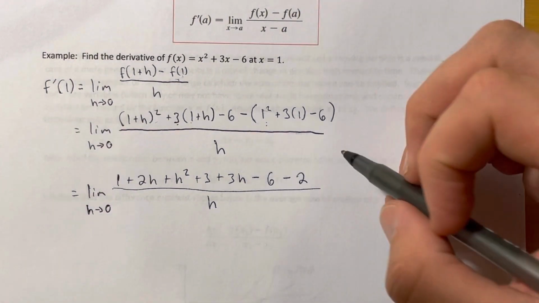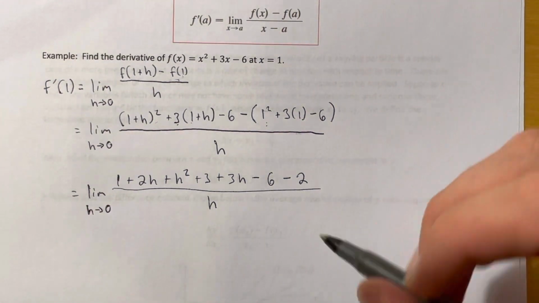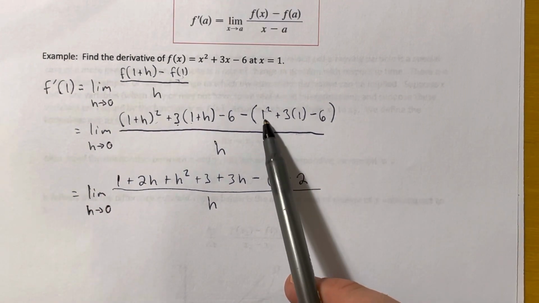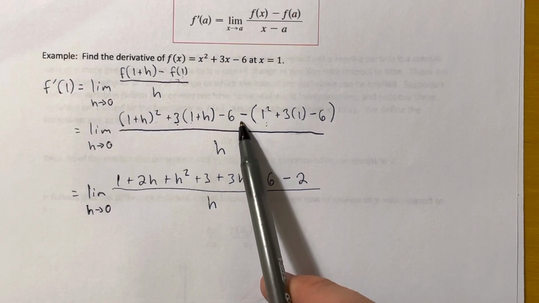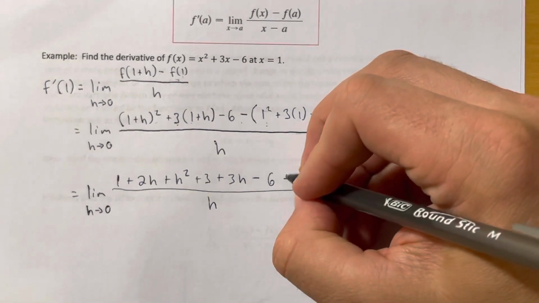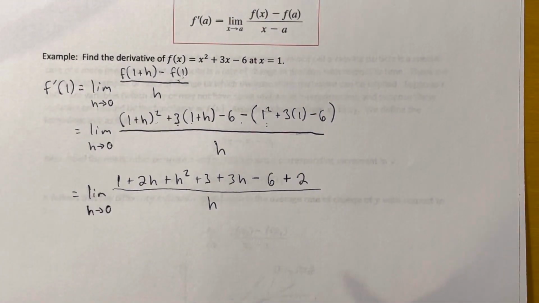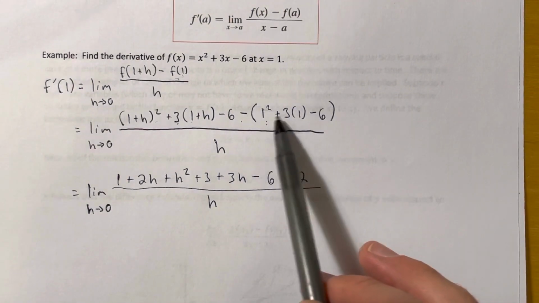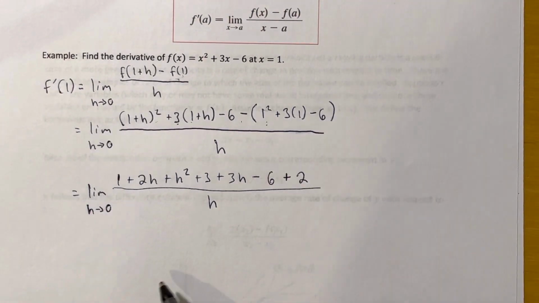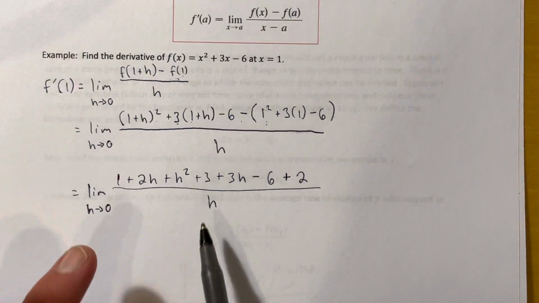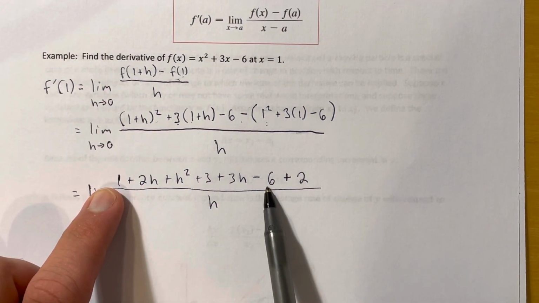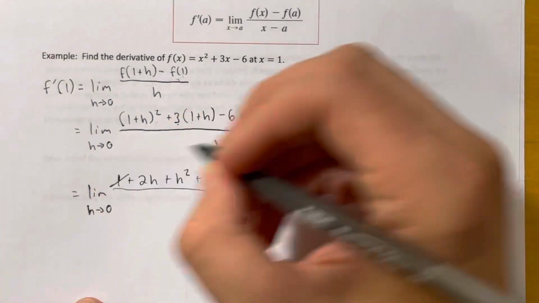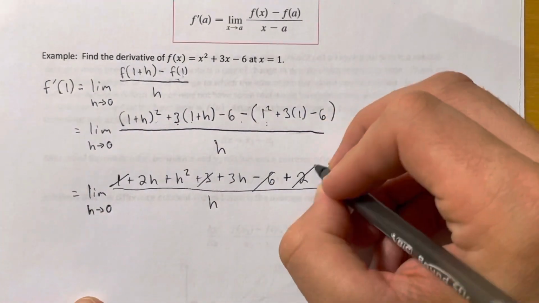Actually, hold on. I made a little mistake. I want to correct that first. So 1 squared plus 3, that's 4. Minus 6 is negative 2, but we are subtracting negative 2, which makes that a positive 2. Again, I have to remember that's kind of the reason I have these parentheses here. I'm subtracting that entire quantity. So now looking at what's left, I have a 1 plus 3, which is 4, plus 2, which is 6, minus 6 is 0. So all of those constants canceled each other out.